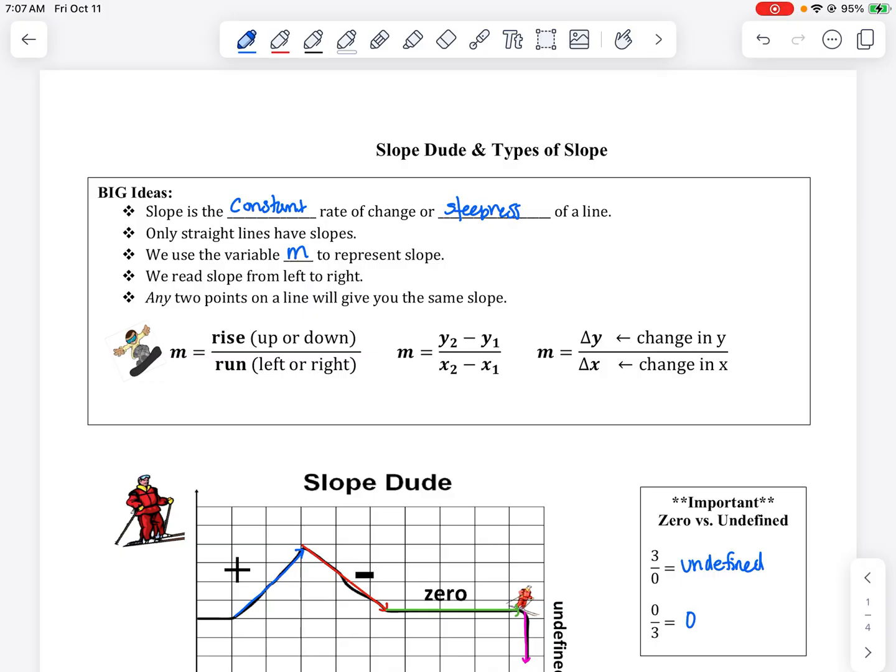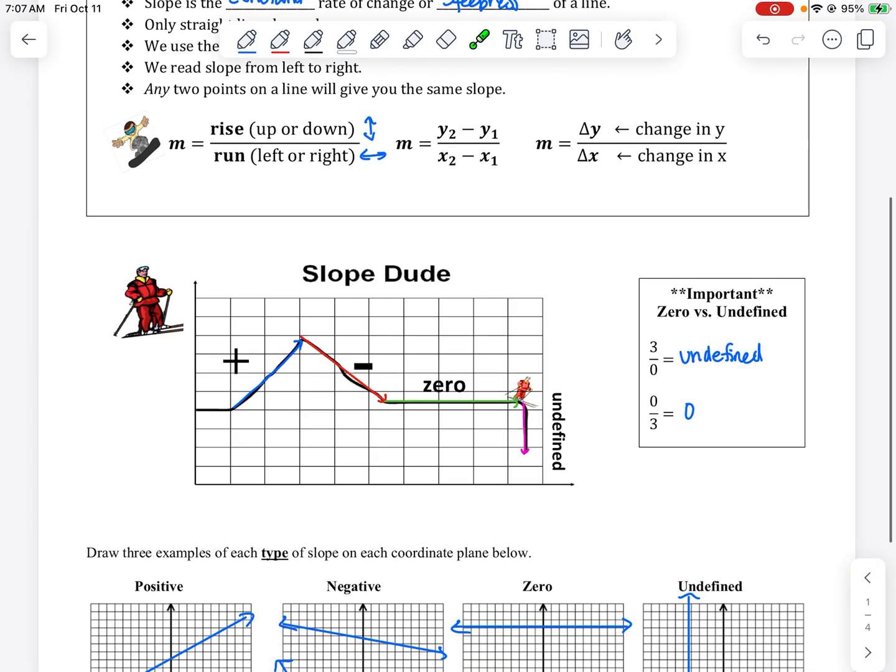Some key reminders: slope is the constant rate of change or steepness of a line. Only straight lines have slopes. We use m to represent slope. We always read slope from left to right, and any 2 points on a line, of which there are infinite, will give you the same slope. We think of slope as the rise, or change in y, over the run, or change in x. You'll often see it written like this, which is delta y over delta x.